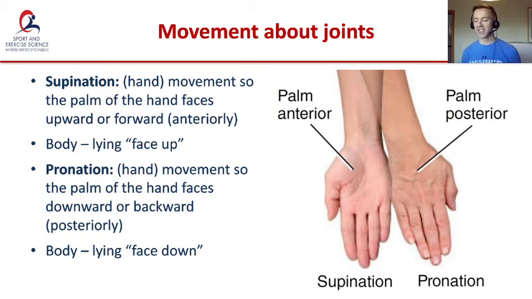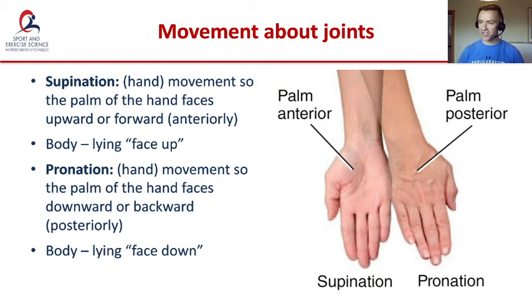Supination and pronation, again another pair of movements. Supination of the hand is movement so that the hand faces upward or more forward. So when we are in the anatomical position, the palm of the hand faces forward, so we say the hand is supine. If we turn our hands so that their palms are now facing behind us, we say the hand is now pronated. It is in a prone position.